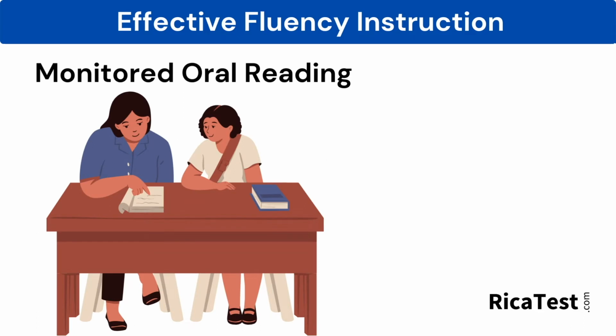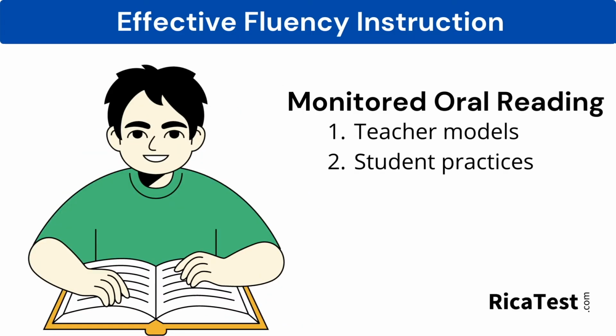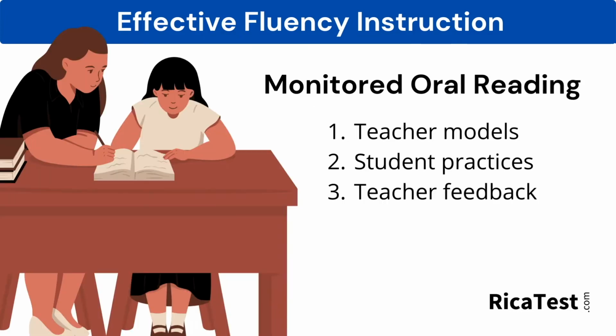The steps to complete a monitored oral reading lesson are simple and straightforward. First, the teacher reads aloud and models correct accuracy, rate, and prosody as the student listens. Second, the student practices reading the same text aloud. And third, the teacher gives feedback on the student's effort.